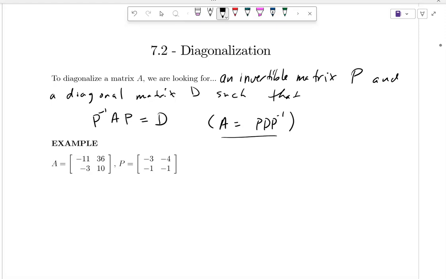What would happen if I wrote my A this way? Well, A squared would be P D P inverse P D P inverse. What happens in the middle?